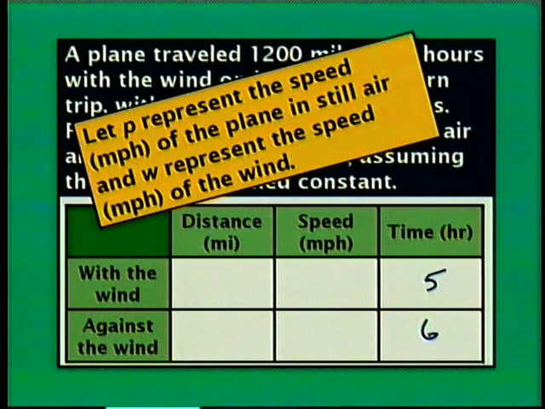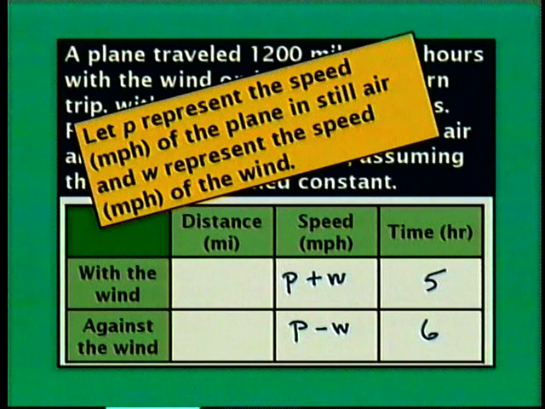So let's think about how fast the plane was traveling with the wind. Well, we take its speed in still air, and I'm going to add the speed of the wind. I tend to think of this as the wind kind of pushing the plane a little bit. When the plane is traveling against the wind, the wind is working against it. So we're going to subtract the speed of the wind from the speed of the plane in still air to get the speed.